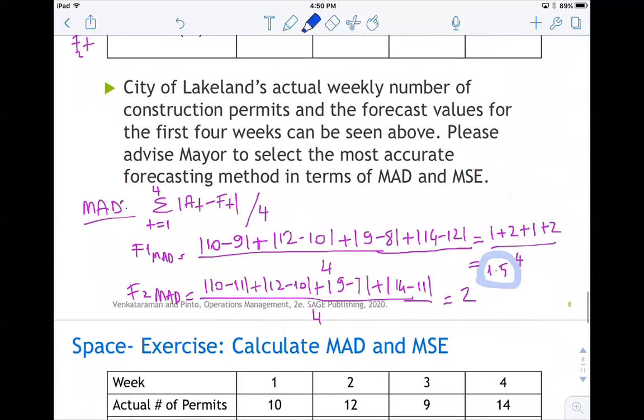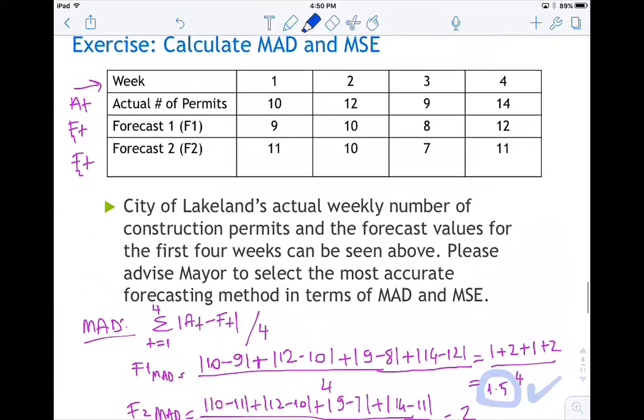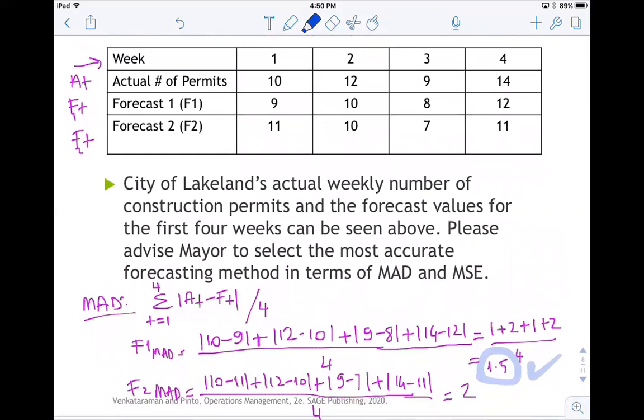And in terms of MAD, F1 wins here. So overall, our conclusion would be selecting forecasting method 1 for our future forecasts. If you had another forecasting method, you would calculate the MAD and MSE values for that one to see whether it is going to be able to beat the F1 value. If not, F1 will still be the winner. Okay, this is how you compare two or more different forecasting methodologies on a problem.